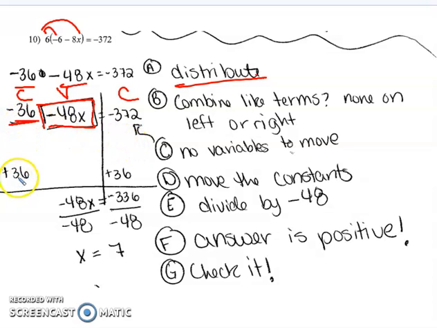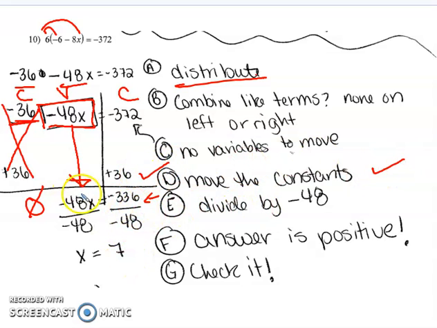So I'm going to add 36 to both sides, right? And we know from earlier, negative 36 and positive 36 all became 0, right? I didn't need to write that. I bring the negative 48x down. Don't do anything with it. The minus 372, we add 36, and we get negative 336. Okay, so I moved my constants when I add that 36.